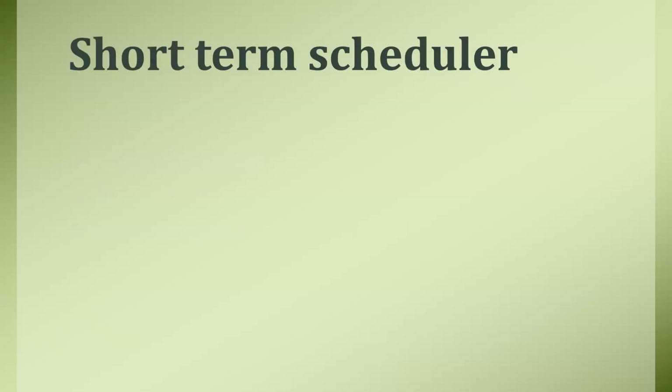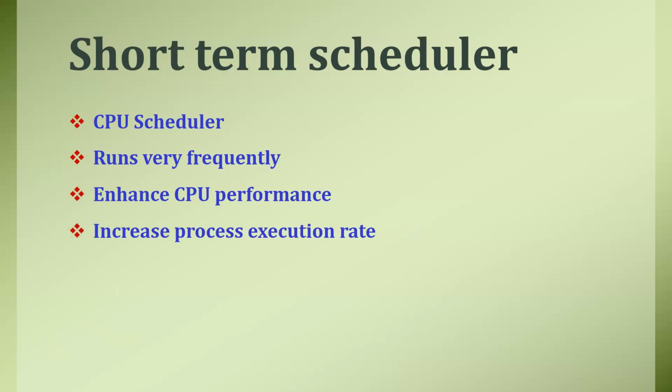Next, we'll see about the short-term scheduler. This is also known as the CPU scheduler, and it runs very frequently. The primary aim of this scheduler is to enhance CPU performance and increase process execution rate. It handles the change of a process from ready state to running state. The CPU scheduler selects a process among the processes that are ready to execute and allocates the CPU to one of them. The short-term scheduler must select a new process for the CPU frequently. A process can execute for only a few milliseconds before waiting for an IO request. Often, the short-term scheduler executes at least once every 100 milliseconds.